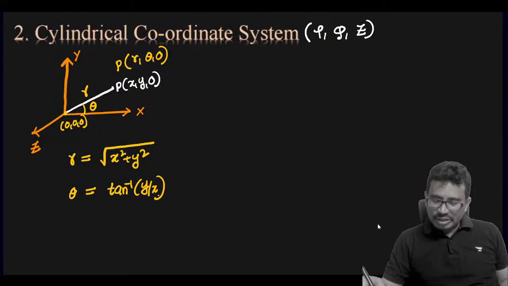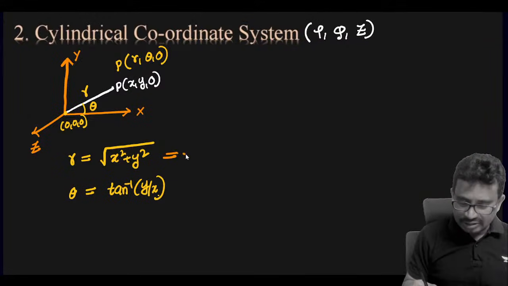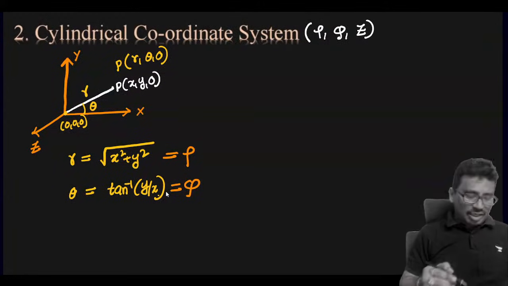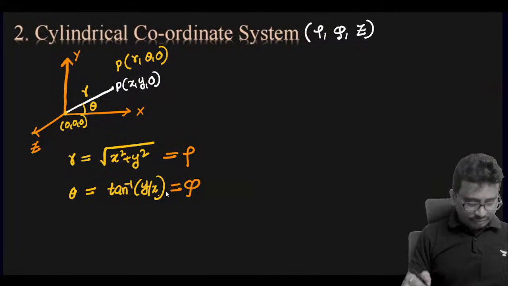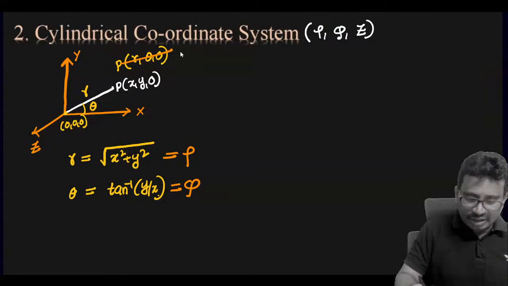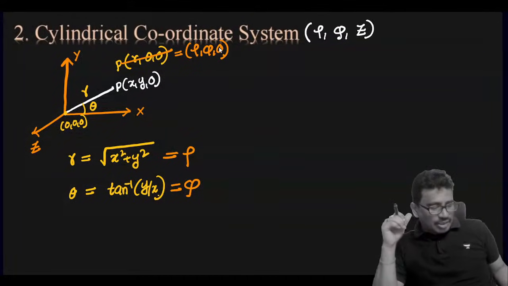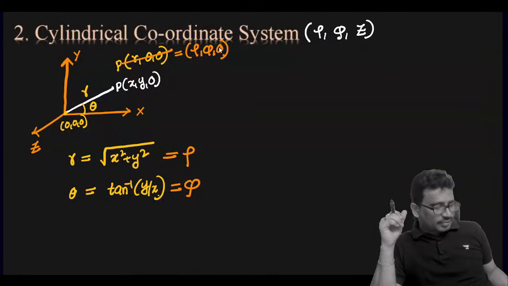So for indicating the distance we use a notation. Instead of r, I am going for other notations. That notation I am taking as rho. Instead of theta, I am taking phi. Now this, instead of r comma theta, becomes rho comma phi comma 0, isn't it? So now we got this rho and phi.